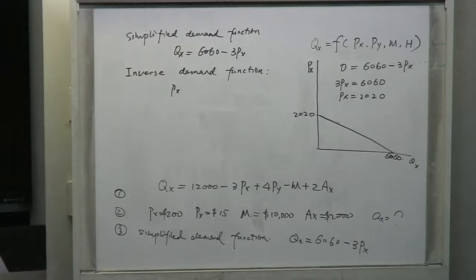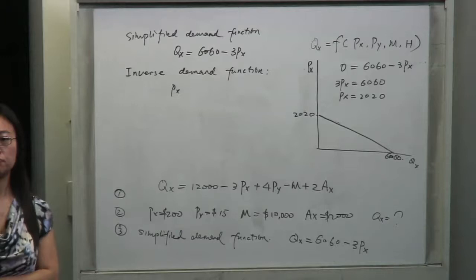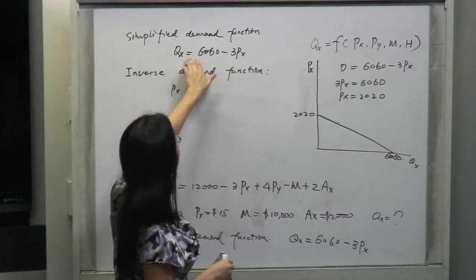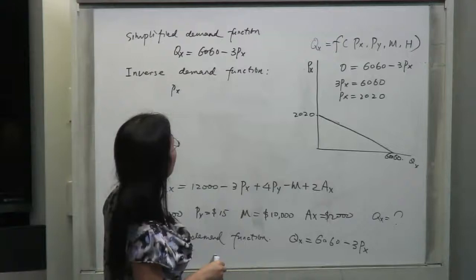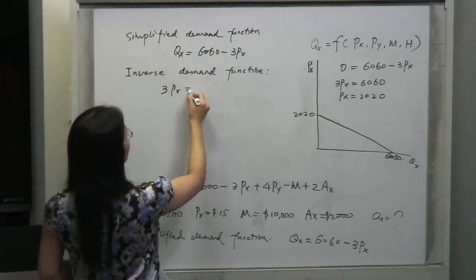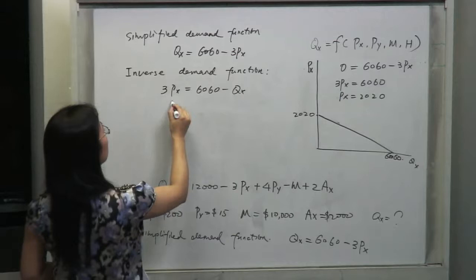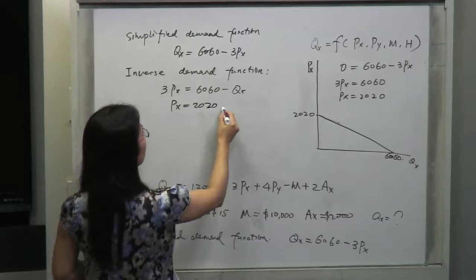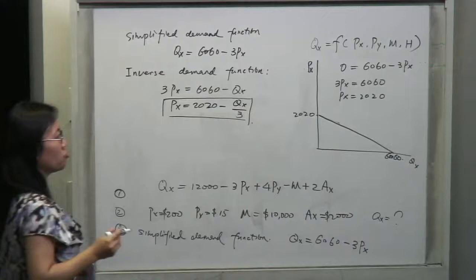How do we do it? Just like the way we did it here. You're going to move this 3px to the other side, and move qx to the right-hand side. So in this case we have 3px is equal to 60 minus qx. Then what we have here is px. You're going to divide by 3 on both sides. It's 20 minus qx divided by 3. This is what we call the inverse demand function.